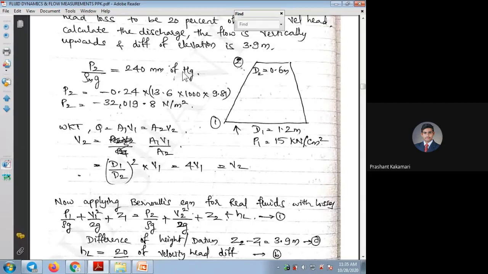So to consider that vacuum, we can consider a negative sign: minus 0.24 meters of Hg into the density of mercury. All of you know the density of mercury is 13,600. G is 9.81. So now I can convert this mm of Hg into Newton per meter square. This value is around minus 32,019.8 Newton per meter square, after converting from mm of Hg to gauge pressure in Newton per meter square.